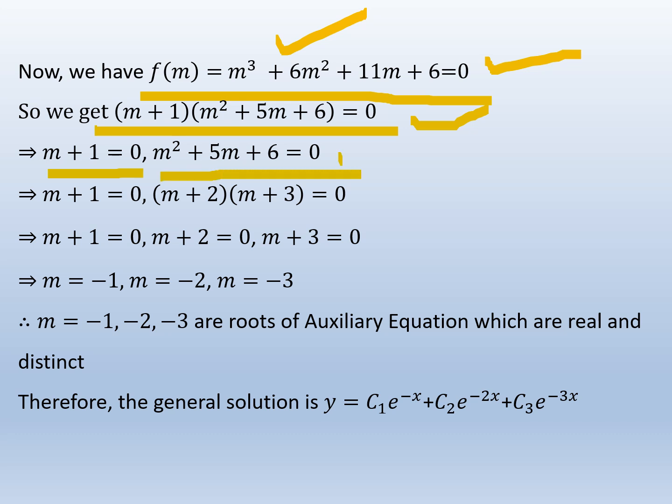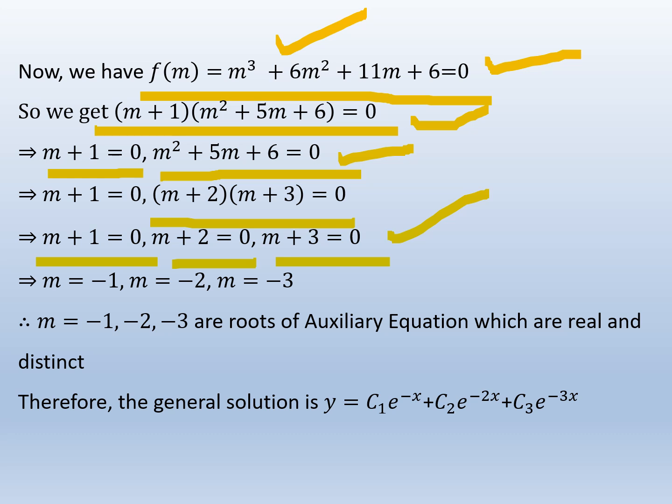Now in the equation, m square plus 5 times m plus 6 is equal to 0. Substitute the factorization of the polynomial m square plus 5 times m plus 6. We get (m plus 2) into (m plus 3) is equal to 0. Thus, we have m plus 1 is equal to 0, m plus 2 is equal to 0, and m plus 3 is equal to 0.